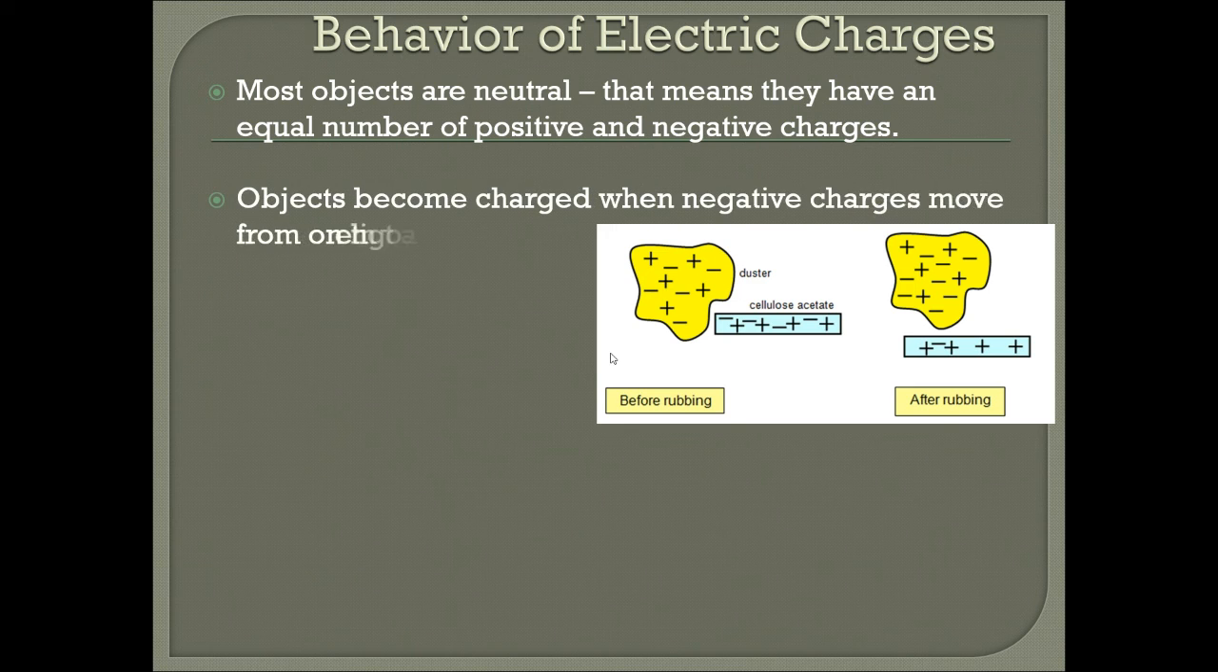Objects become charged when negative charges move from one thing to another. So let me make this very clear. Positive charges do not move. Positive charges do not move. Positive charges do not move. Only the negative charges or electrons will move from one object to another.